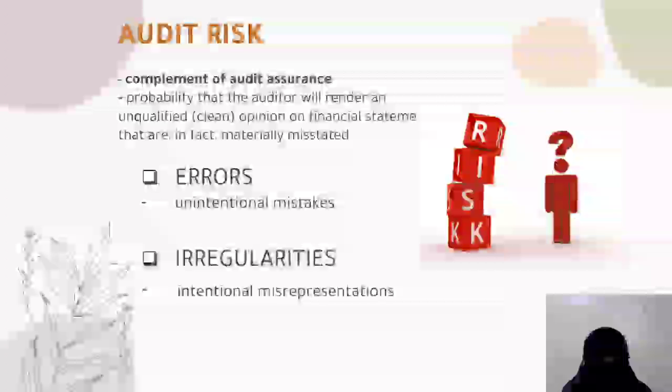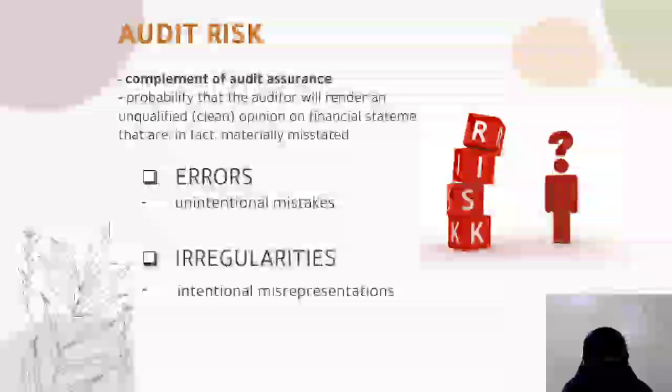Example, if the level of assurance is 95%, then there is a 5% chance that an auditor may issue a wrong opinion regarding financial statements. So this 5% is called the audit risk. Now, these material misstatements may be caused by errors or irregularities or both. Errors are unintentional mistakes, while irregularities are intentional misrepresentation, which is associated with the commission of a fraud such as the misappropriation of physical assets.